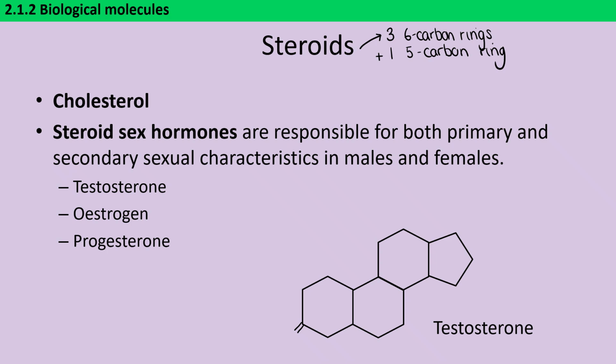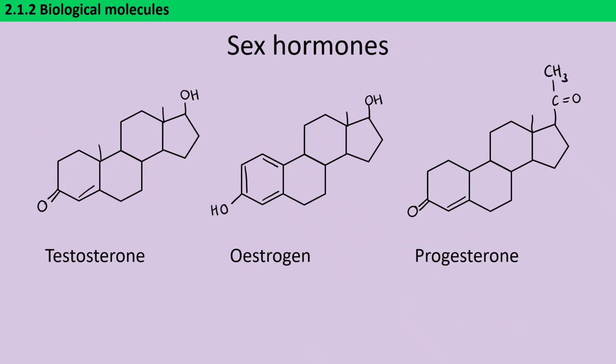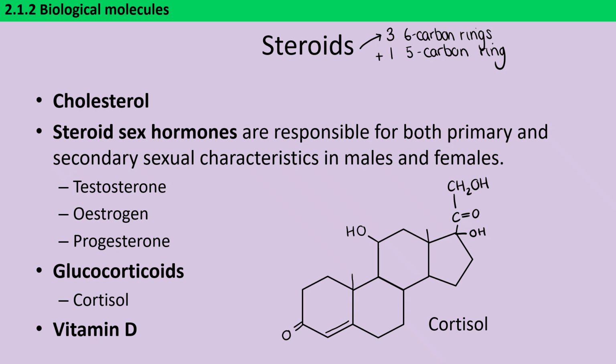With slightly different modifications to our steroid rings, we can make a number of steroid sex hormones such as testosterone, estrogen and progesterone. You can see that all 3 of these sex hormones are based on that original steroid ring, just slightly modified with different atoms. Cholesterol can also be modified to make glucocorticoids like the stress hormone cortisol and also vitamin D.